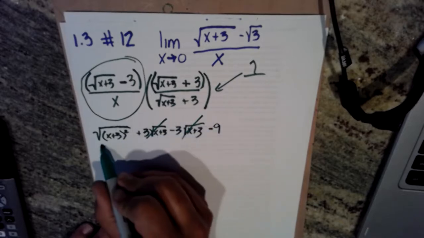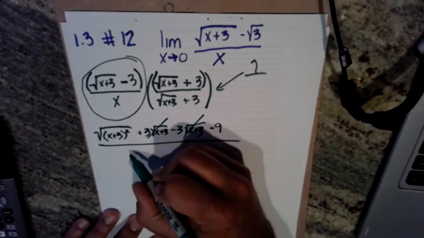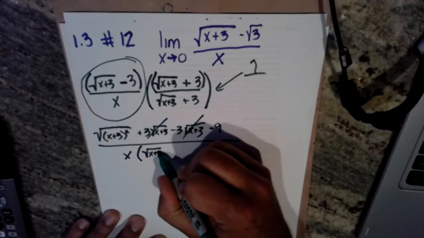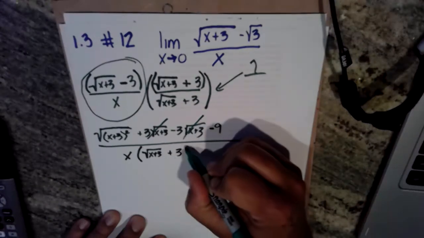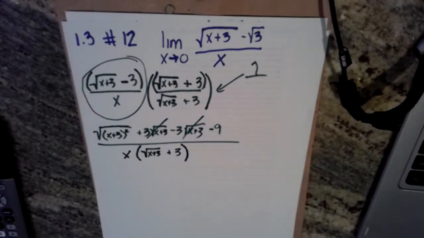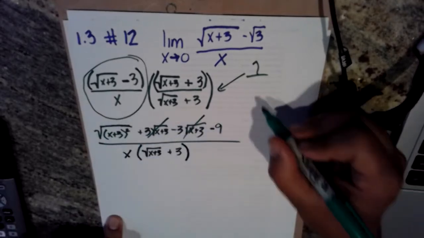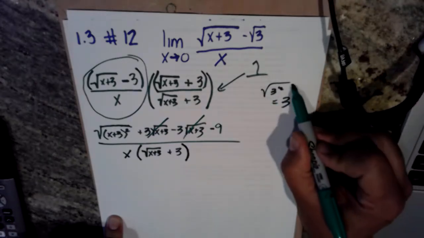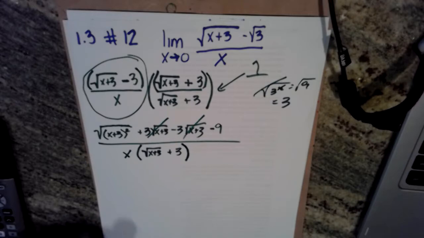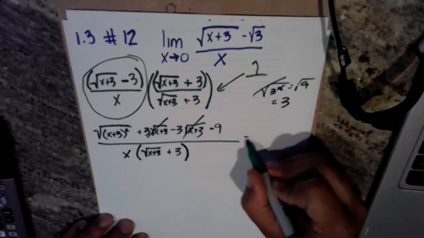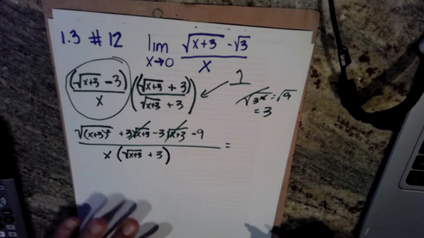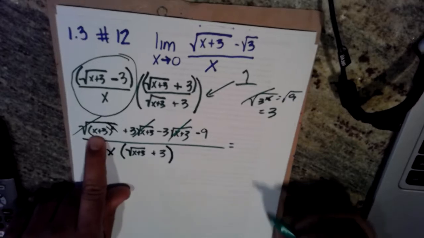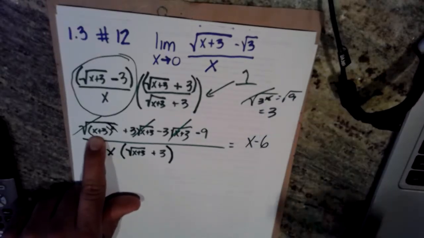Now, on the bottom, what do we get? Well, we're just going to call it x times radical x plus 3 plus 3. All right, that's what we get on the bottom. Now, the square root of something squared, like the square root of 3 squared, that's just 3. You know, it's the square root of 9. So this and that, remember, they cancel each other. So what we're left with on top is x plus 3 minus 9. So x minus 6 on top.